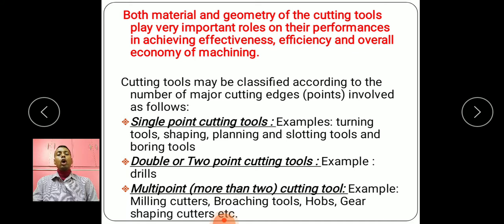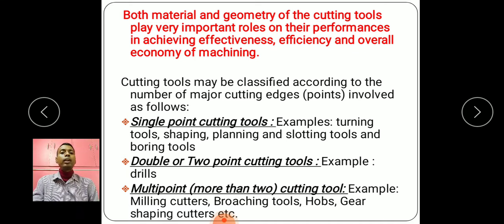Double point cutting tool, the one and only example is the drill. Because if you see a drill bit properly, one point touches at the center and another is the line or circular area where the chip actually flows. So only the drill is the double point cutting tool.